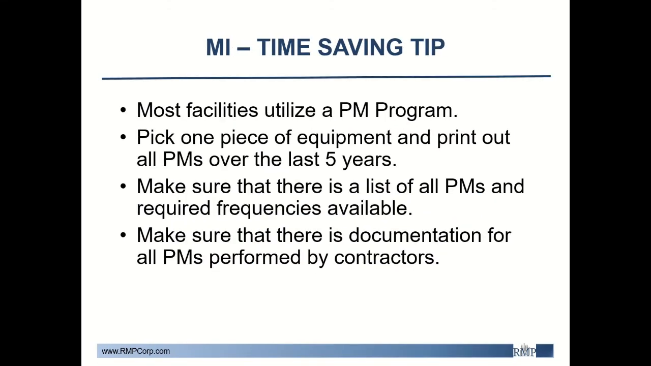So to save you some time on the mechanical integrity element, most facilities will end up using a preventative program. You want to make sure that you pick one piece of the covered process and print out all of the PMs for the last 5 years. And what you want to do is make sure that the proper maintenance is being performed at the appropriate frequency or the manufacturer recommended frequency. And one thing to note is, even if a contractor performs maintenance, you want to make sure that the maintenance records are kept at the facility and are located somewhere within your CalARP or PSM or RMP binder.